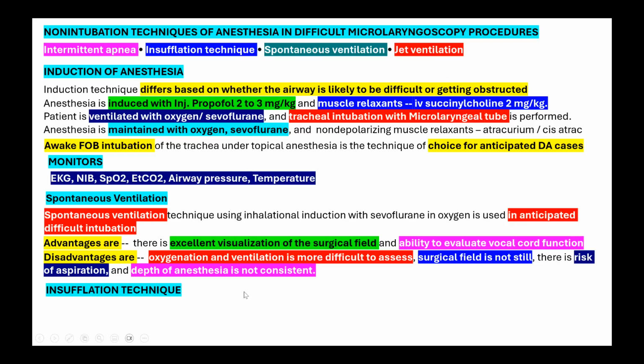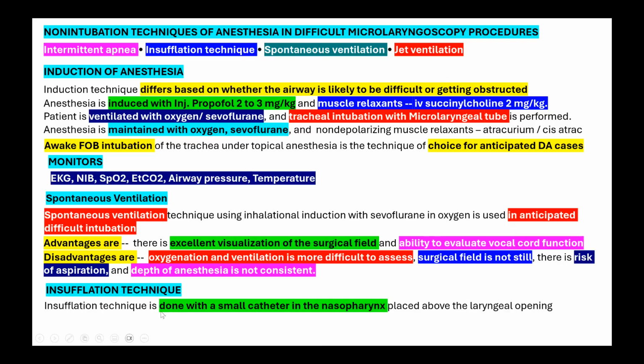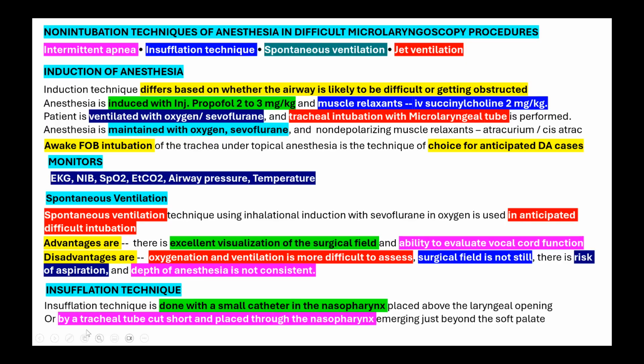Coming to the second, the insufflation technique, you do it with a small catheter in the nasopharynx placed above the laryngeal opening, and the oxygen and volatile anesthetic agent will be delivered through it, and or you can use a tracheal tube which is cut short and placed through the nasopharynx, just emerging beyond the soft palate.